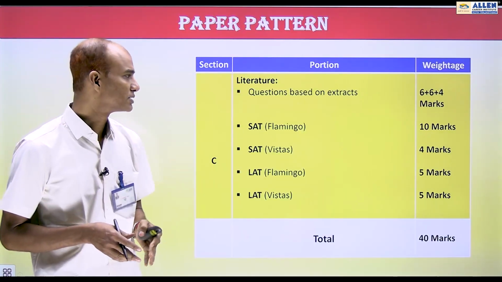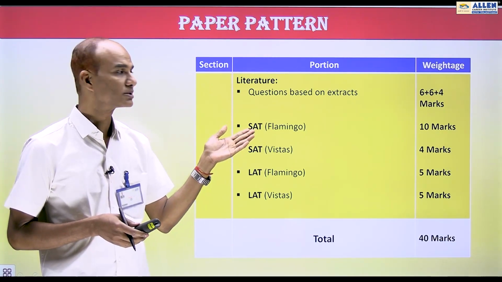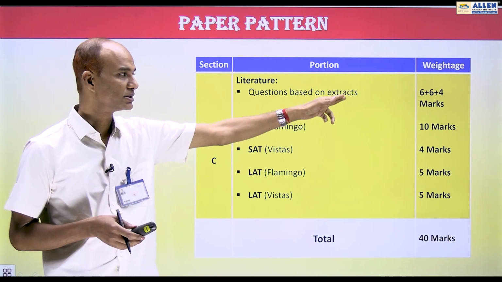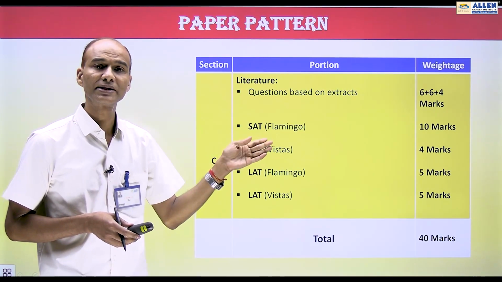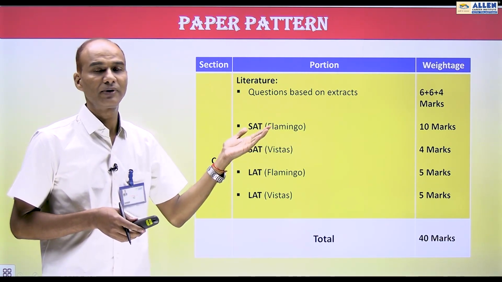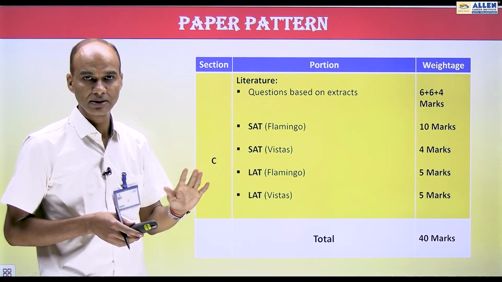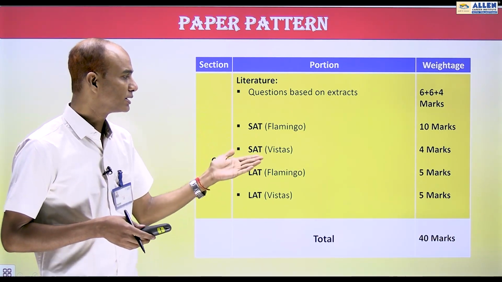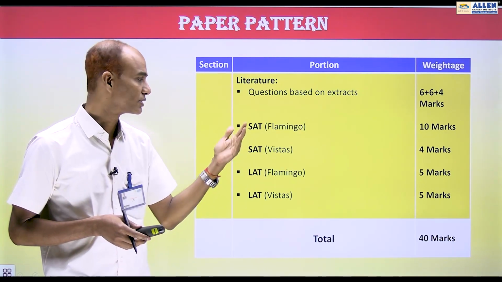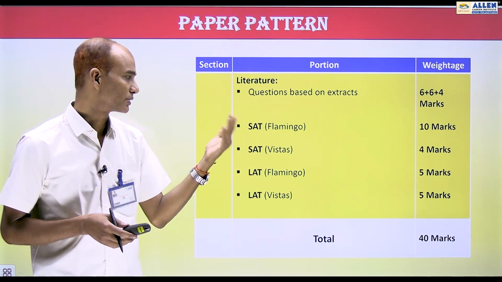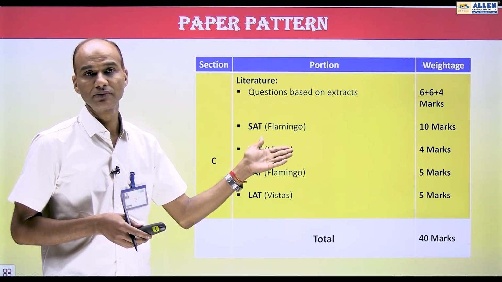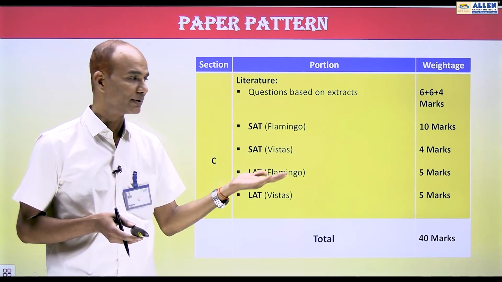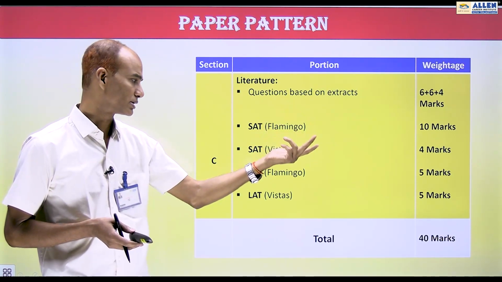And then literature. You'll have extract based questions, as you can see, 6 plus 6, 12, and plus 4, 16 marks. You'll have extracts from poetry, Flamingo prose and Vistas as well. And then you'll have short answer type questions from Flamingo, poetry and prose both. Out of 6, you'll have to attempt only 5 questions, total 10 marks, 2 marks each.